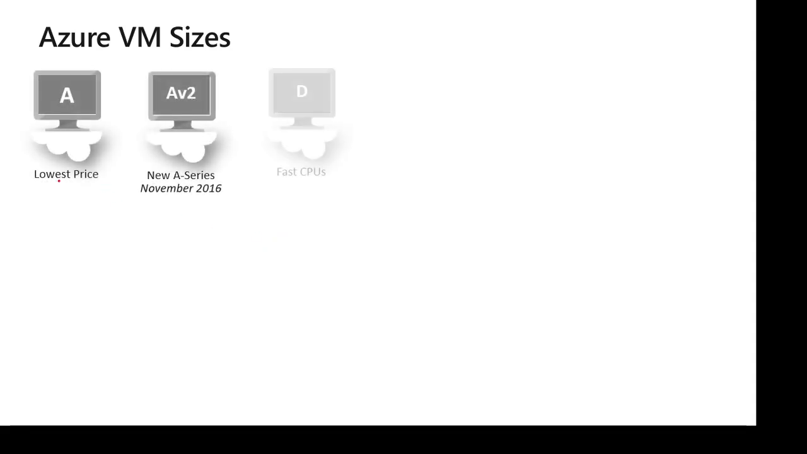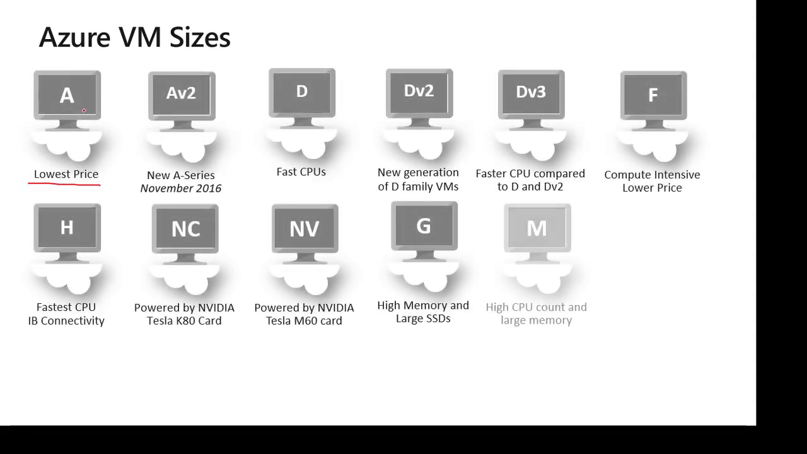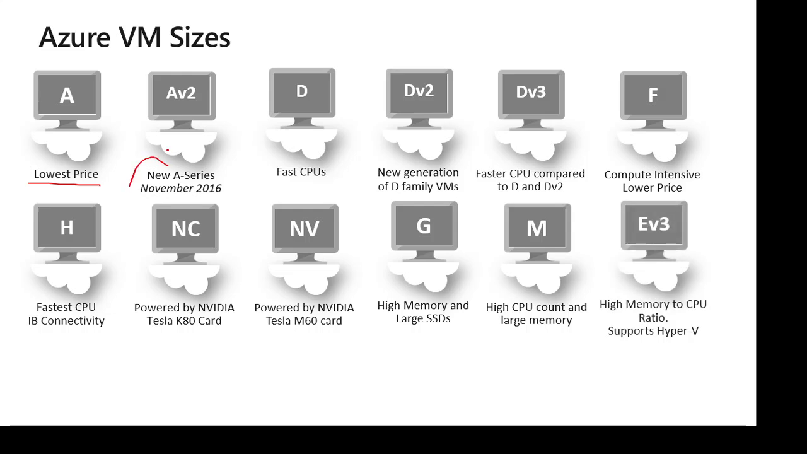We have the A series, which is low cost, and AV2, which is also low cost but a newer version. Then there is the D series for fast compute, with a next version DV2, then DV3 after DV2, and we recently have DV4 also. Then the F series, fast compute with low pricing.